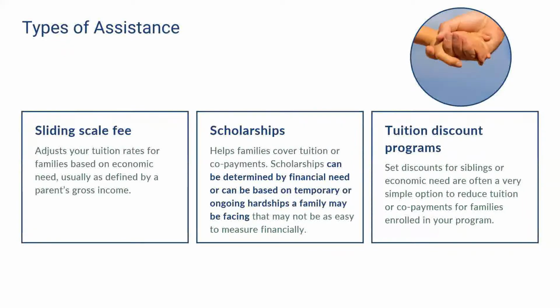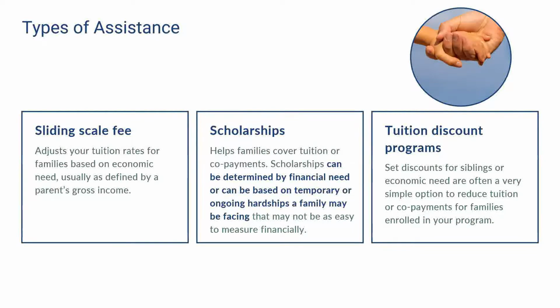A sliding scale fee model adjusts your tuition rates for families based on economic need, usually as defined by a parent's gross income. Gross income is all of a family's income as opposed to their adjusted gross income or any other measure. It is fairly easy to figure out a family's gross income because you can determine it by collecting their pay stubs. With a sliding scale fee, you might set one tuition level for families under a certain income level, such as the 85% of state median income, or it may be more complicated, like having multiple tiers and various rates adjusted for the number of children in the household, levels of income, or other factors.